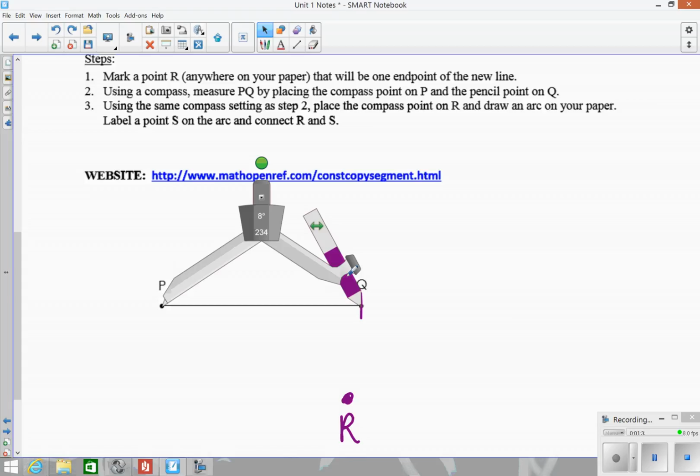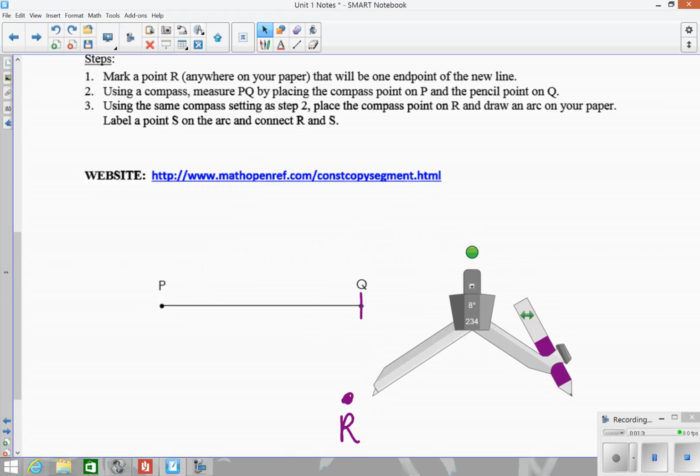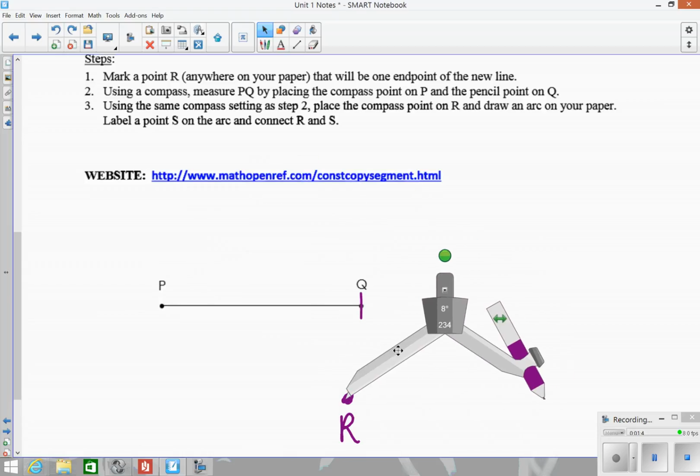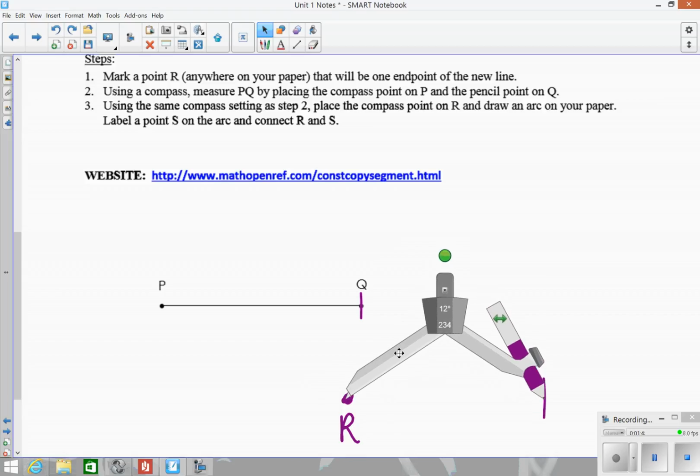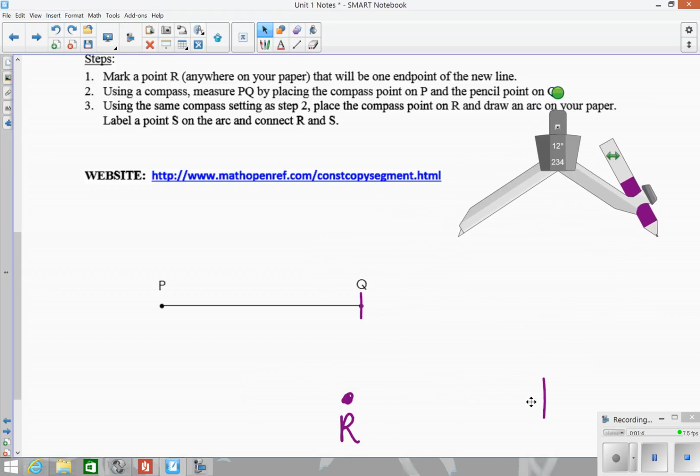Then from there, all you're going to do is take your compass and move it down onto point R, wherever you wanted your new segment to go, and you mark that same arc. So now all I have left to do is place a point anywhere on this arc. Anywhere on this arc, that distance to point R will be the same as the distance between P and Q. So you can place your point S wherever you want on this arc. So I'm just going to place it here.